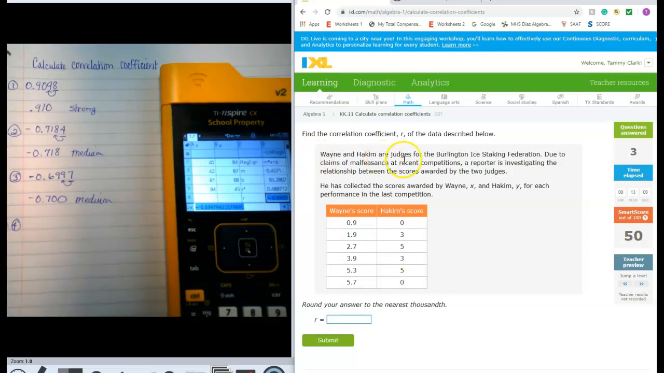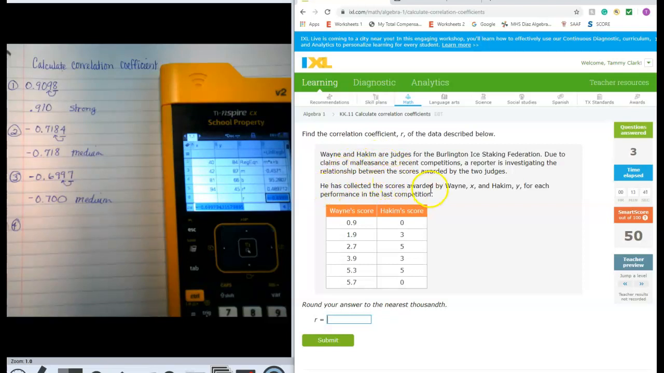Wayne and Hakeem are judges for the Burlington Ice Skating Federation. Due to claims of malfeasance at recent competitions, a reporter is investigating the relationship between the scores awarded by the two judges. Malfeasance, the root word mal means bad. So basically they're saying, oh, something is not right here. Something is very wrong. That's what they mean by malfeasance.